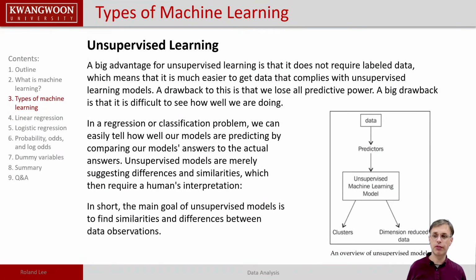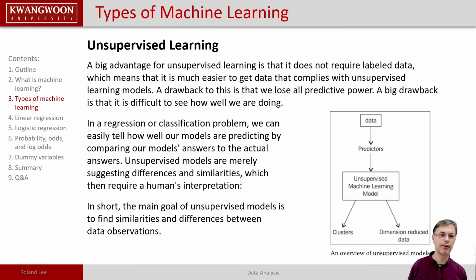So a big advantage of unsupervised learning is that it does not require labeled data, which means that it is much easier to get data that complies with unsupervised learning models. Of course, a drawback to this is that we lose our predictive power, because the response variable holds the information to make predictions, and without it, our model will be hopeless in making any sort of prediction.